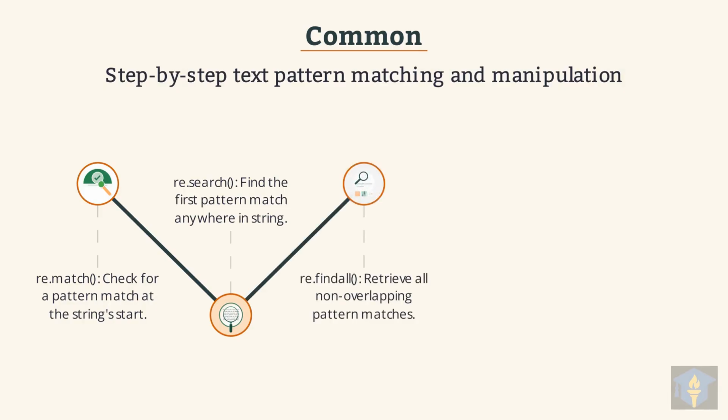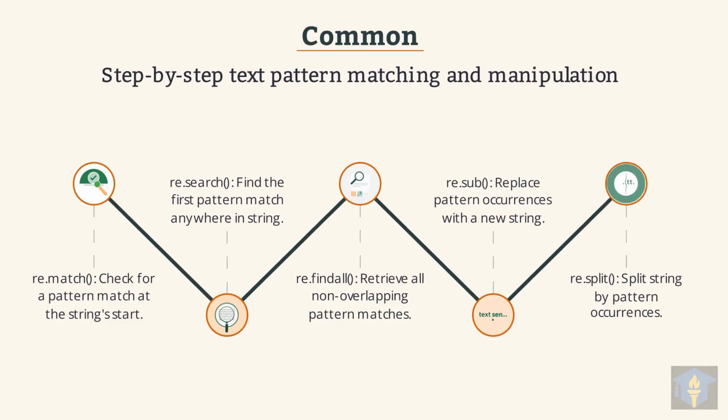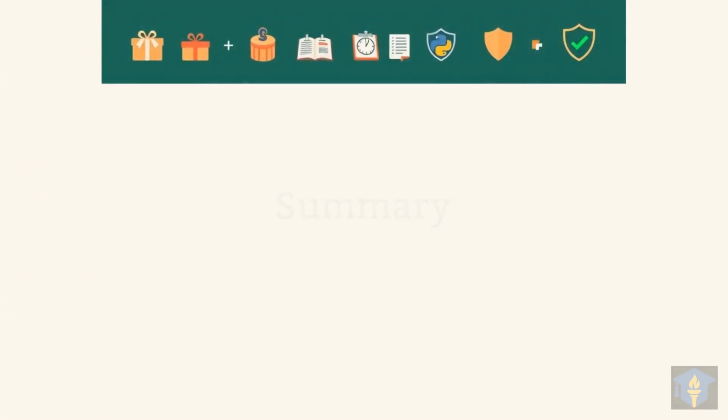The re.findall function retrieves a list of all non-overlapping matches of the pattern in the string. With re.sub, you can replace all occurrences of a specific pattern with a new string. Finally, re.split allows you to split a string into a list, using the pattern as a delimiter.